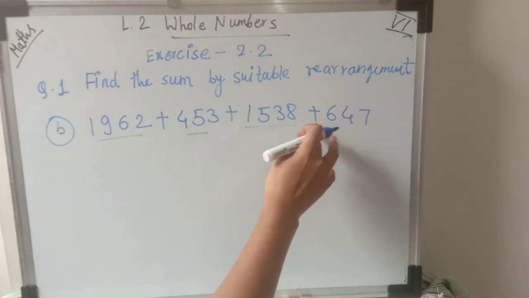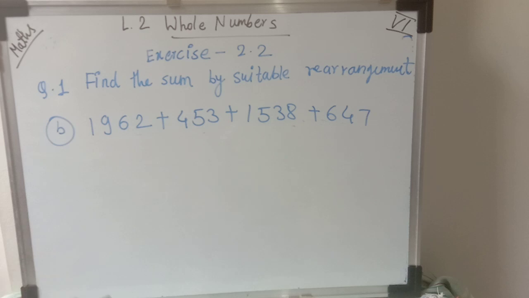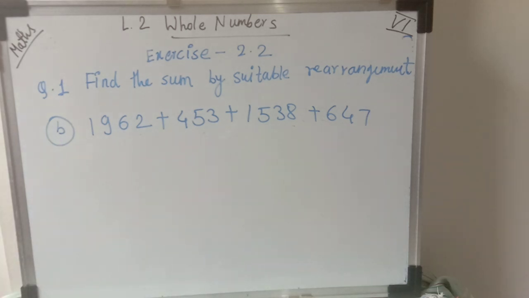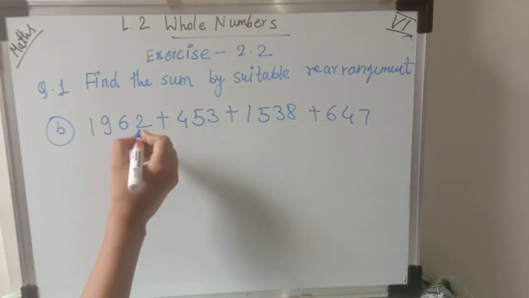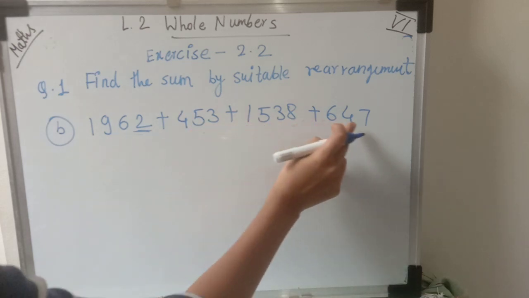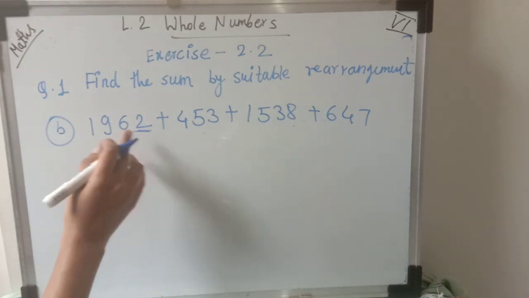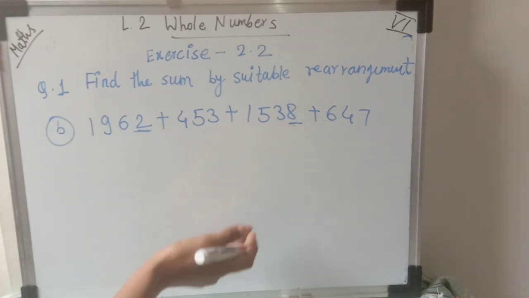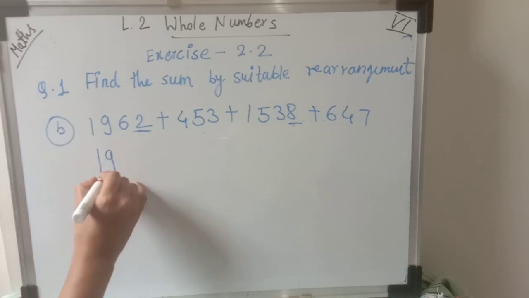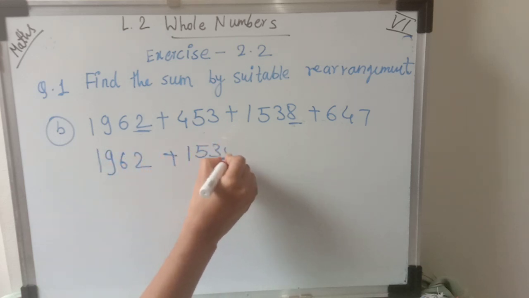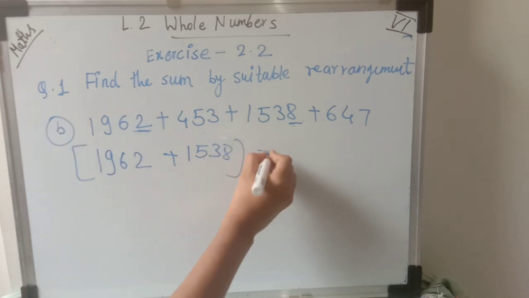And one more important thing that you can do, that I told you, see the last digit of the numbers. Which numbers you add, you will get 0. Here 2 is the last digit of the first number. Here, which is the last one? If I add 8 with the 2, I will get 10. So here we can decide 1962 plus 1538. It will be easy for us to solve.